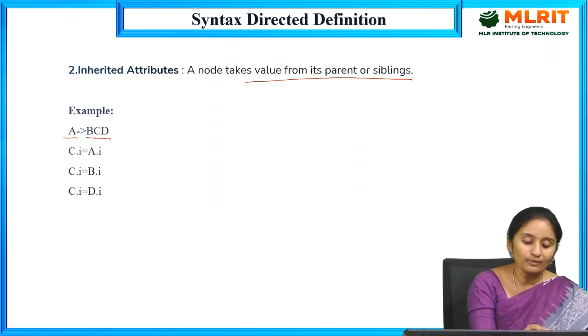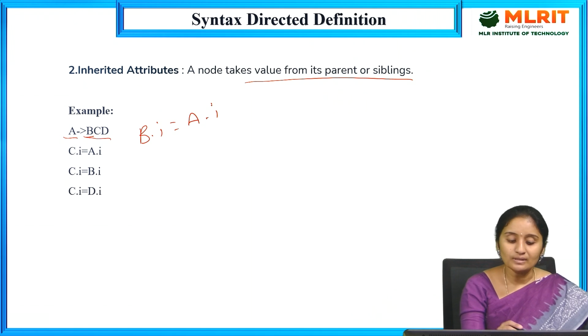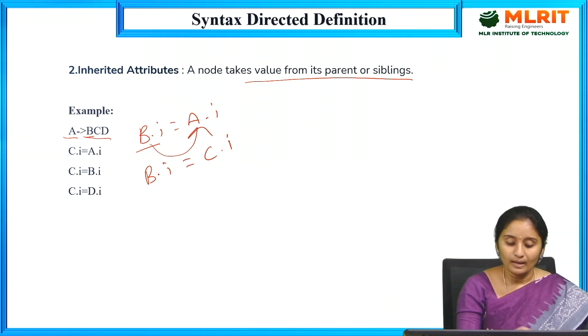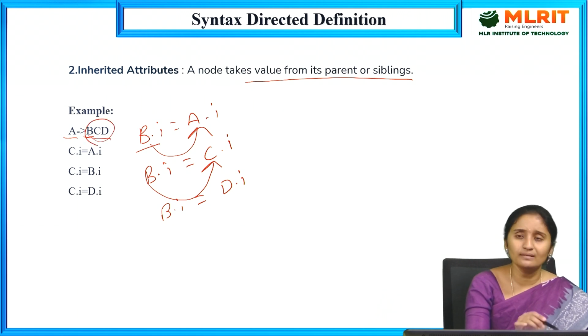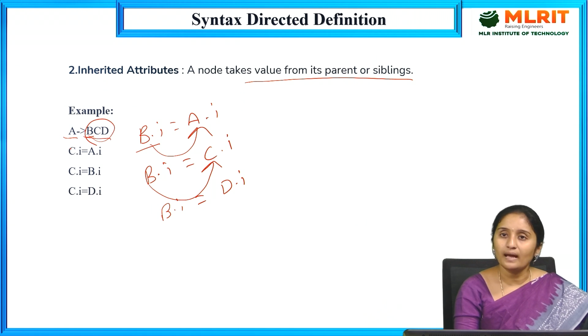If I take the grammar symbol B, B.I is equal to A.I. It is valid, because the B node is taking value from its parent. I can also take B.I is equal to C.I, where a node is taking value from its sibling, since B, C, D are siblings. I can also take B.I equal to D.I. It is also valid. We can take any node as a start point and find out whether it is an inherited attribute or not.